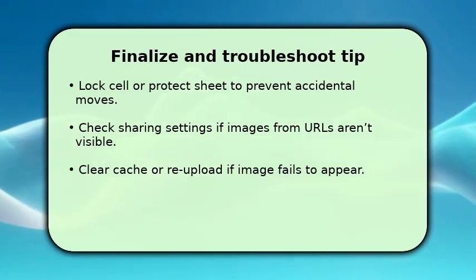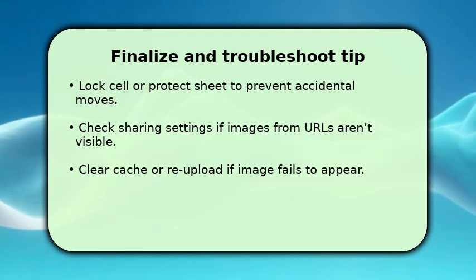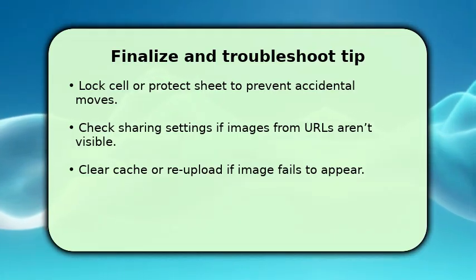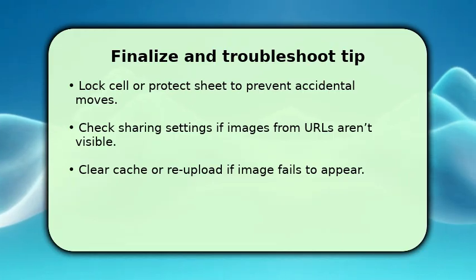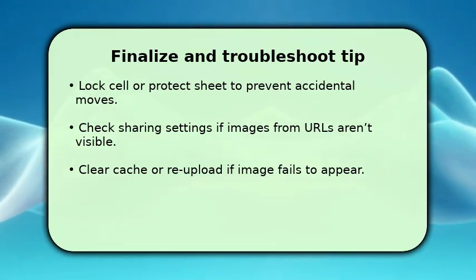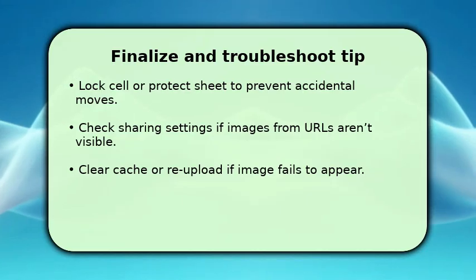If the image fails to load, clear your browser cache, confirm permission settings, or re-upload the file directly into the cell. One quick troubleshooting tip: switch from URL to upload if visibility remains inconsistent.